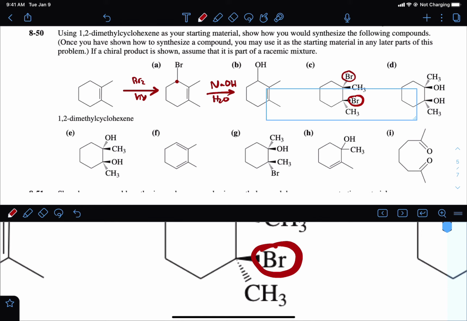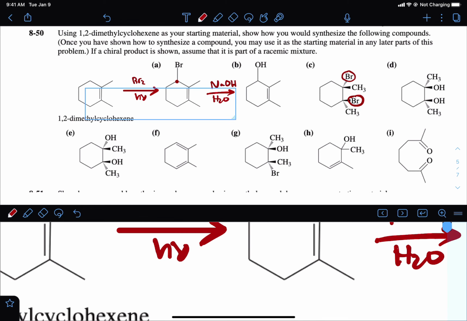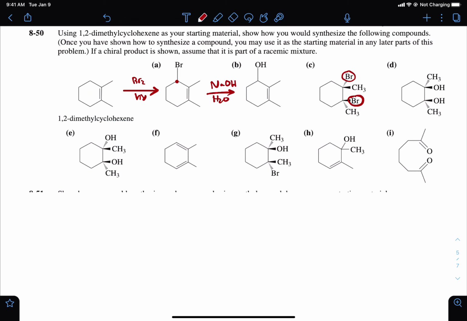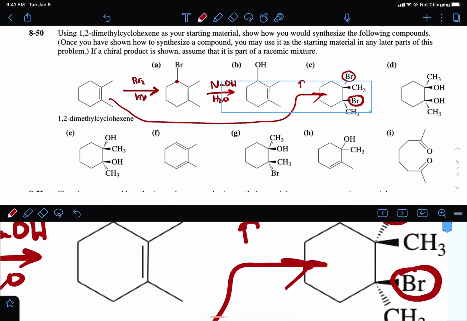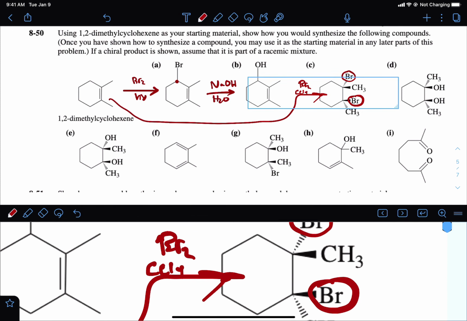Anti-dibromides. So we can go from our starting material to C using Br2 and CCl4 as our solvent. All right, Br2, CCl4, just anti-bromides.